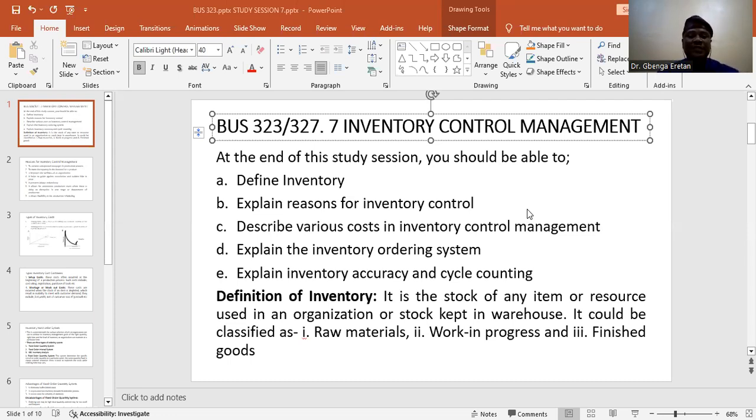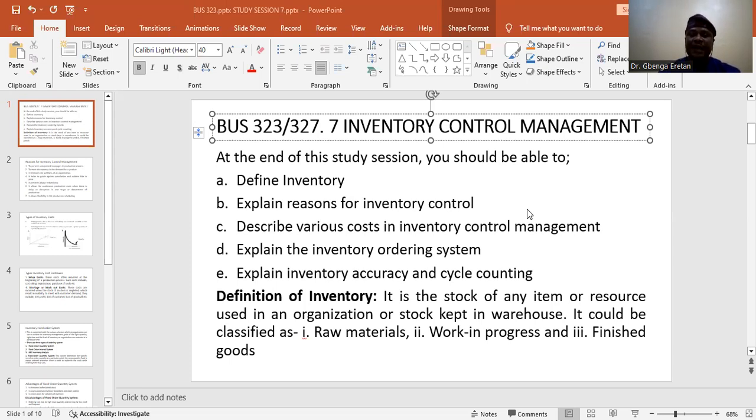And number 4 objective, you should be able to explain inventory ordering system. And lastly, you should be able to explain inventory accuracy and cycle counting. We are starting off with the definition of inventory.